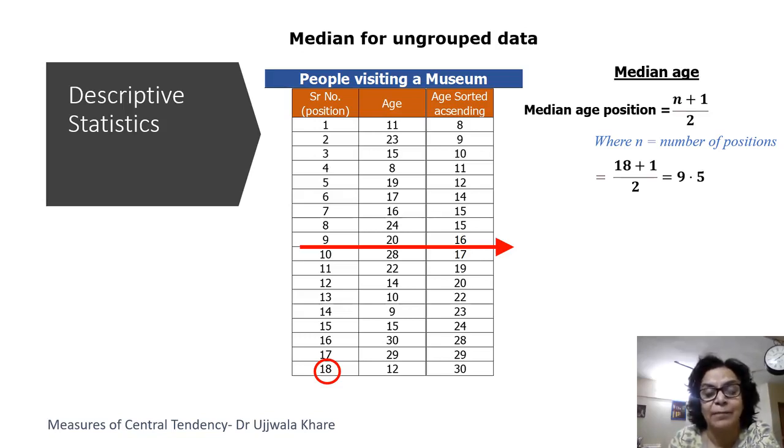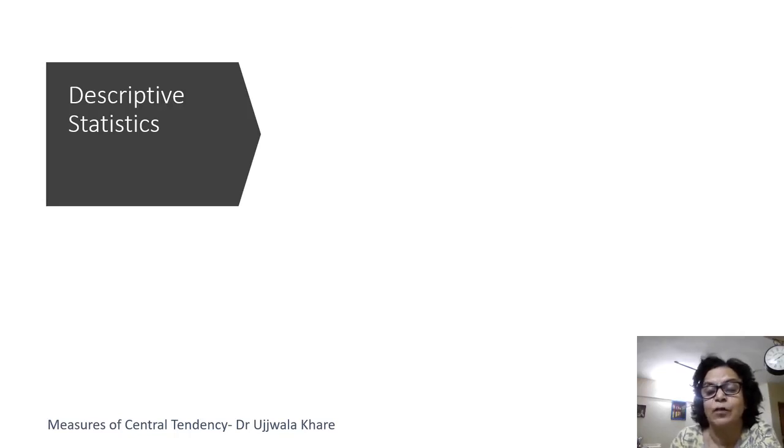Now if this example had 17 positions, then it would be 17 plus 1 divided by 2, that is, it would have come exactly at the ninth position. But because we have 18 observations, we are doing 18 plus 1 divided by 2, that is 9.5. So it comes between the ninth and 10th position. Which are the ages when we sort them? They are 16 and 17 years, isn't it? So we have to add 16 plus 17 divided by 2, and 16.5 is the median age. We'll do more examples to understand it better.